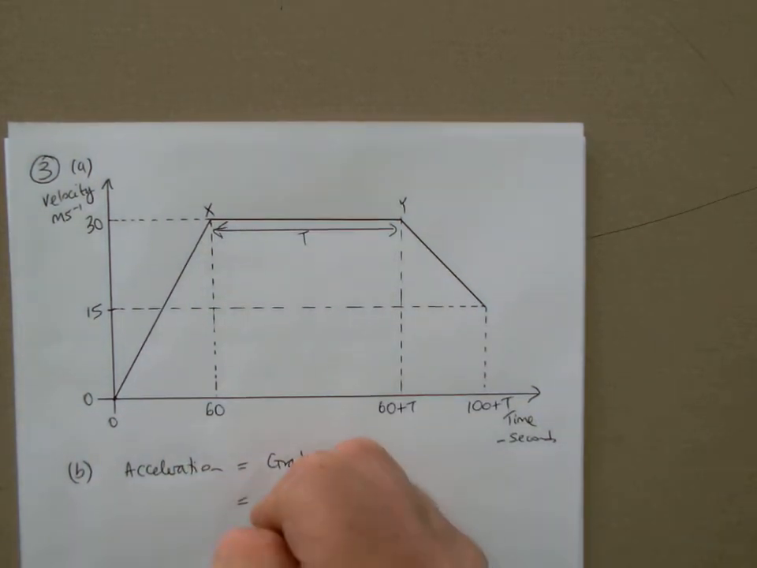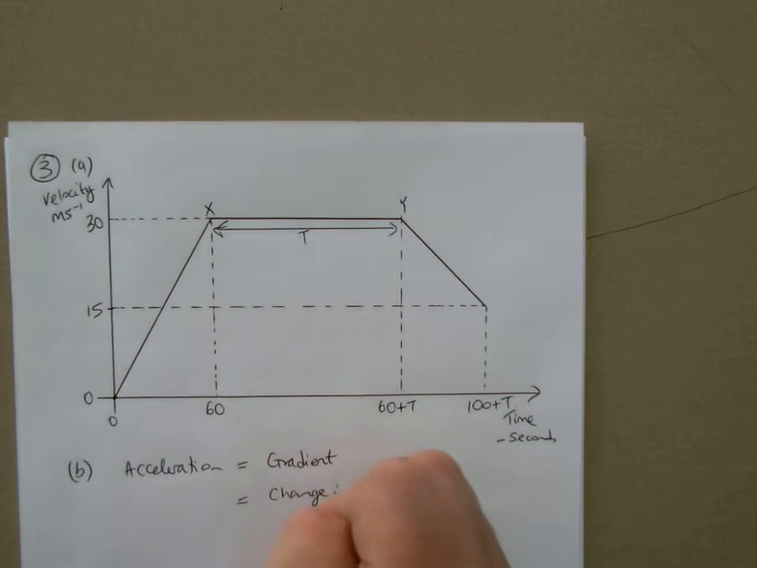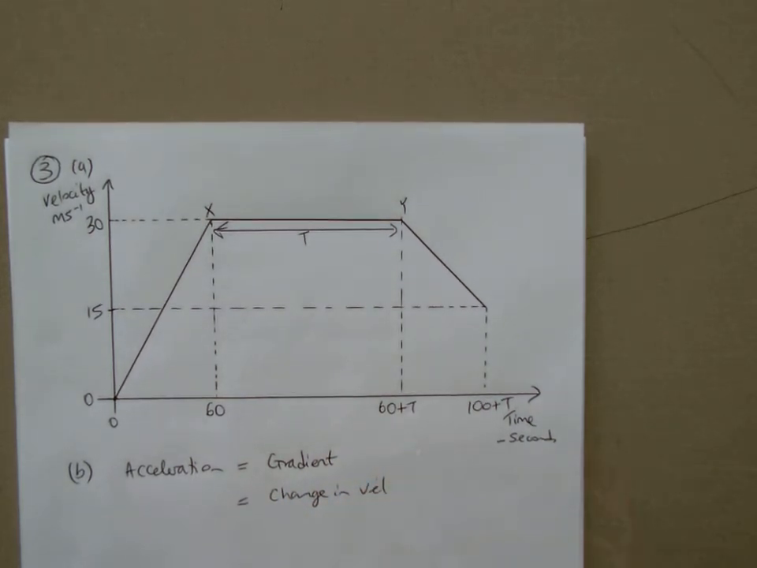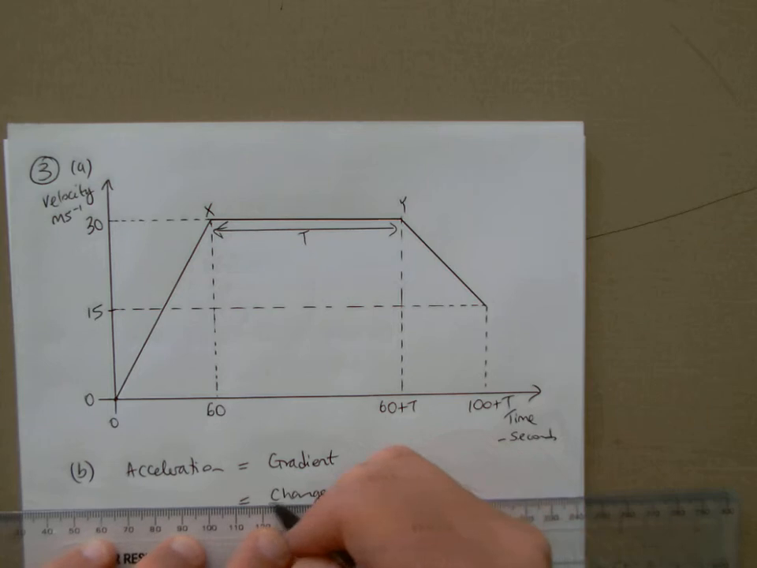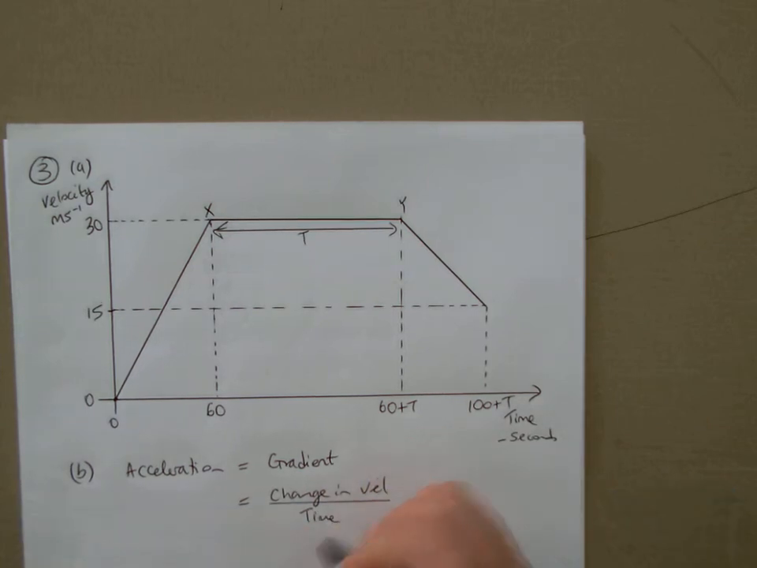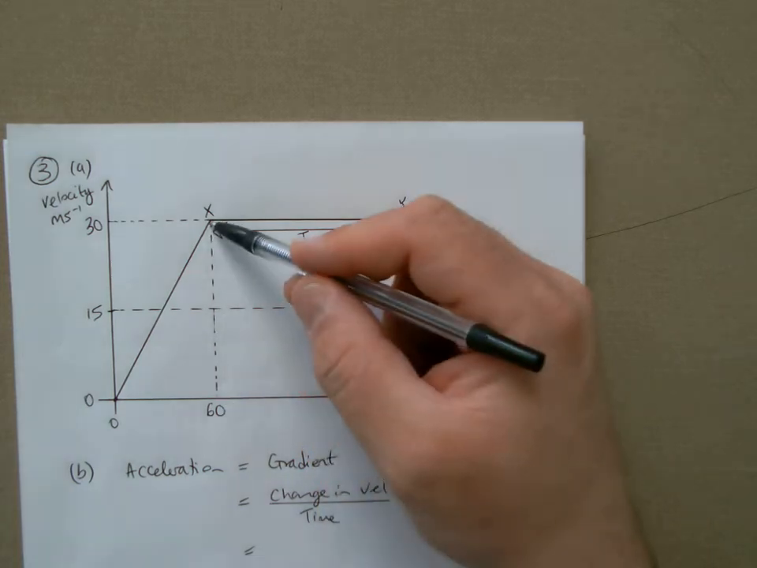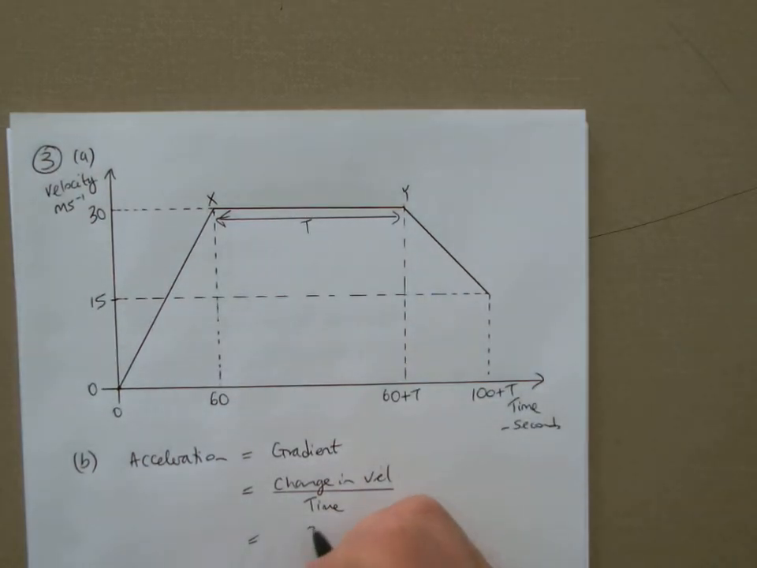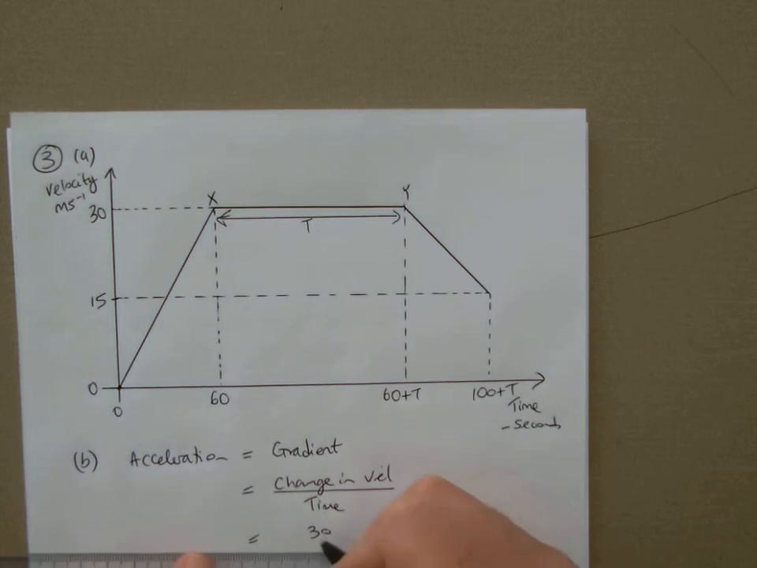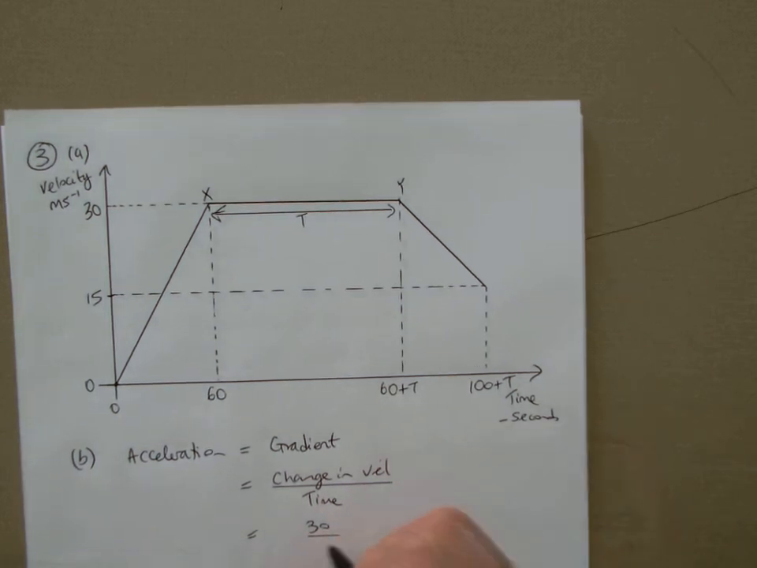And you can do that then by getting the change in velocity divided by the change in time. Okay, so if we look at the change in velocity, well, it goes from 0 to 30, doesn't it? Okay, so the change in velocity is 30 over a time of 60 seconds.